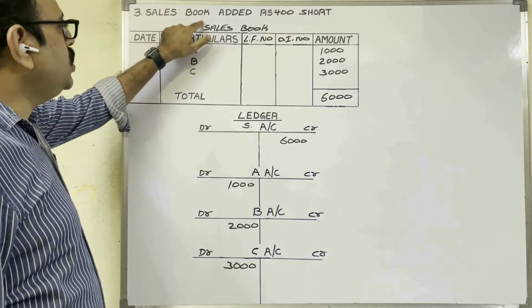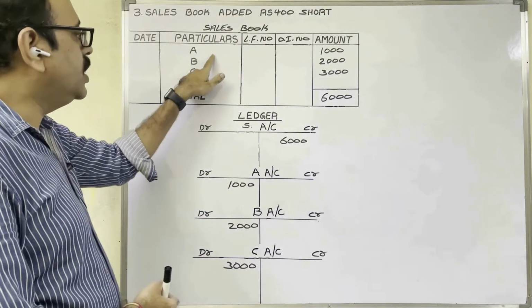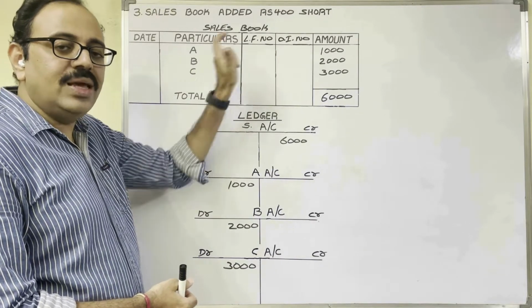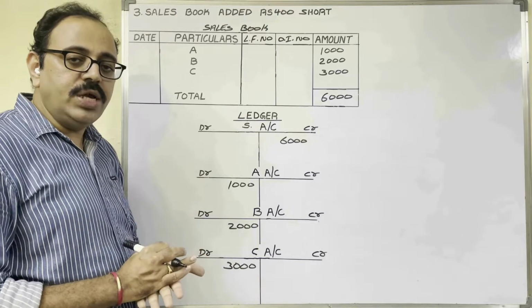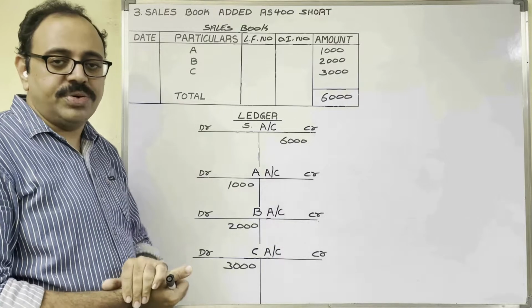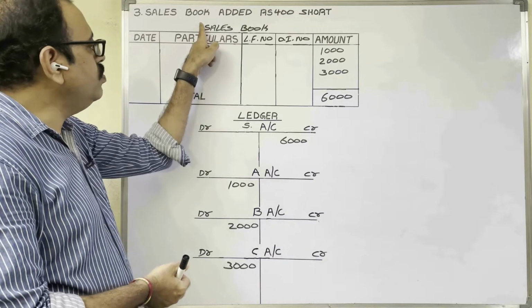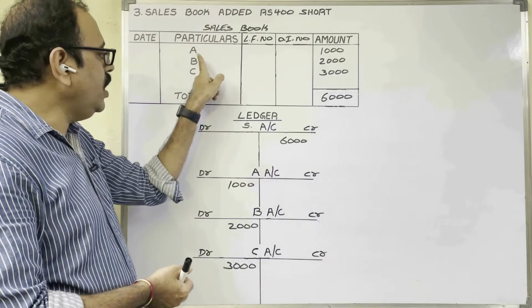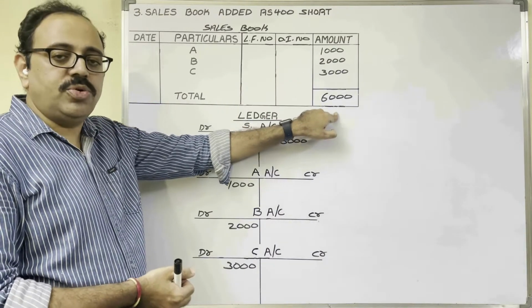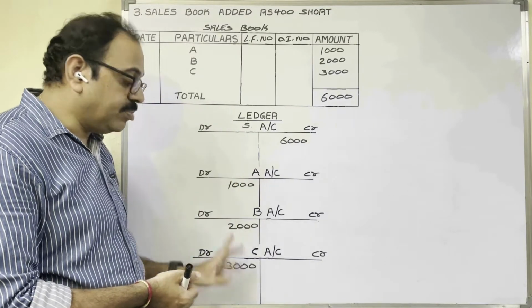Third point, sales book added 400 rupees short. This is sales book format. Date, particulars, ledger folio number, outward invoice number. Because in case of sale, firm prepares invoice and the firm issues that invoice to the customer. Invoice goes from the firm. Therefore, outward invoice number. Amount. Assume firm sold goods on credit to A, B and C. These are the sales amounts. Total 6,000 rupees.